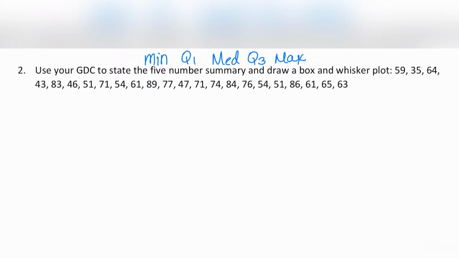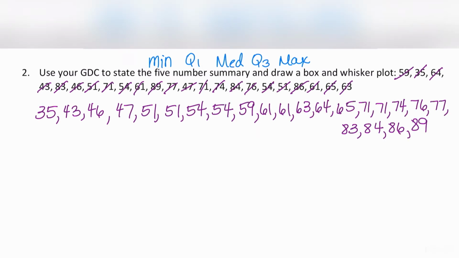So we're going to start by writing down the smallest number. The smallest number right now is 35. As I write it down, I'm going to cross it out. Then 43, 46, 47, and so on. Okay, so on your screen, you're going to see that I've gone ahead and put all the numbers in order from smallest to largest.